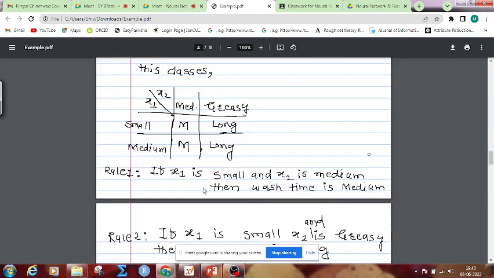Those who joined today, not yesterday, let me just tell them. काल आपण हे डिटेल मध्ये पाहिलेलं आहे. One example was shared on the Google Classroom. So that's why I am just quickly revising that example.